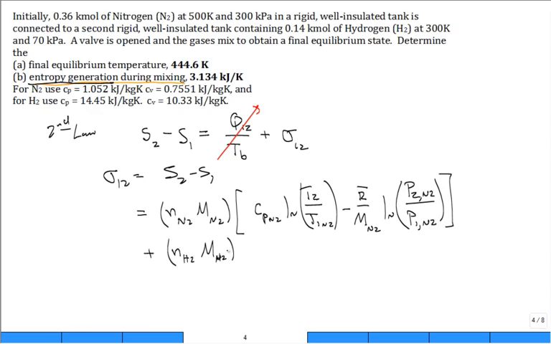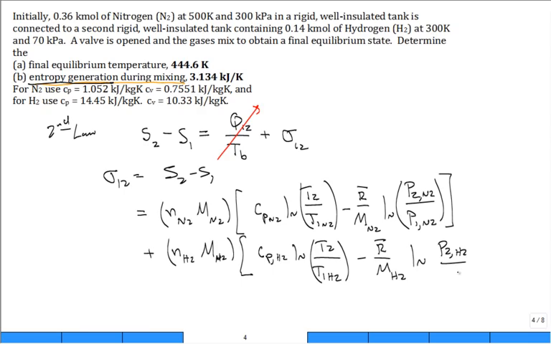So that gives me the mass of the hydrogen times the specific heat at constant pressure of the hydrogen, the natural log, the final temperature of the hydrogen, which, because it's the same as the nitrogen, I'm not putting an additional subscript on T2, right? Divided by the initial temperature of the hydrogen, minus R bar divided by the molar mass of the hydrogen, natural log, the final pressure of the hydrogen divided by the initial pressure of the hydrogen.